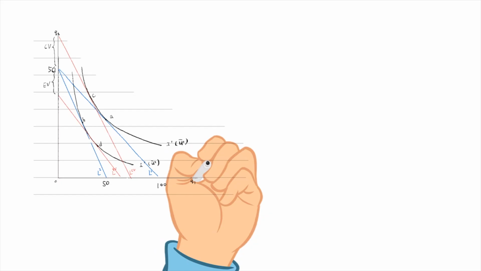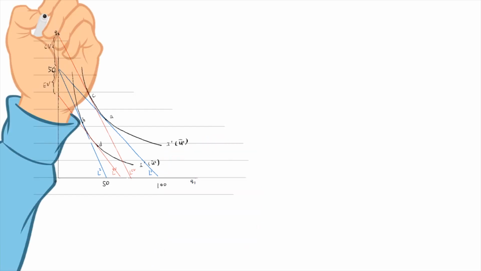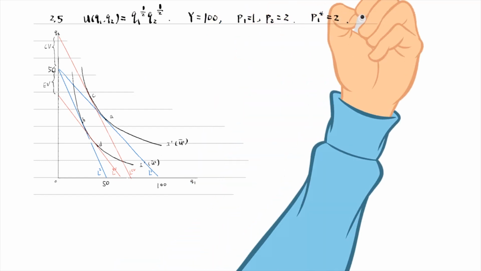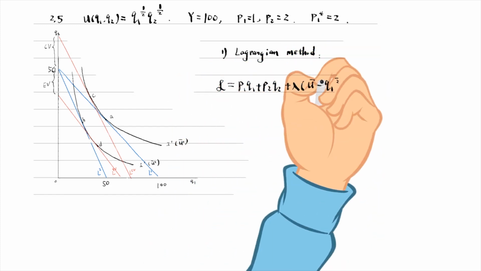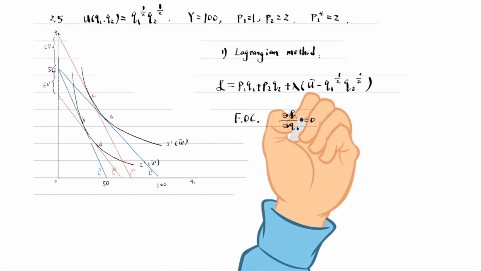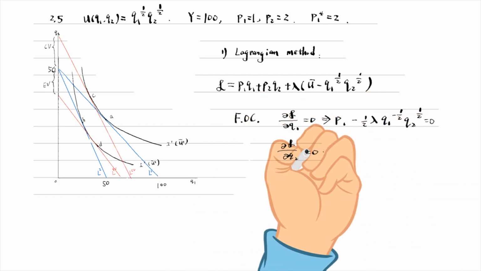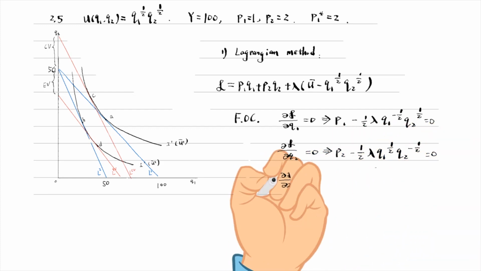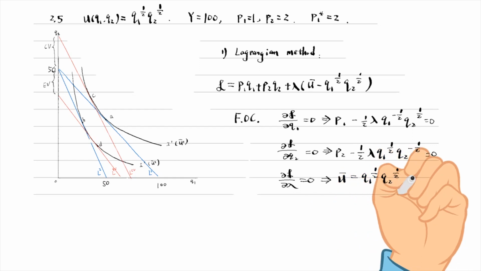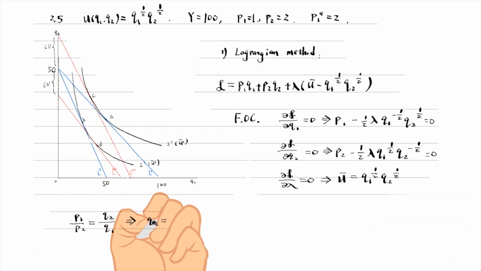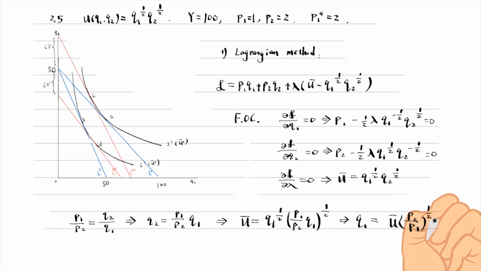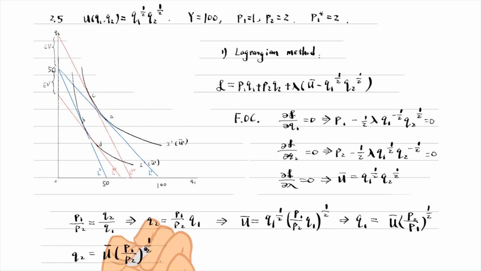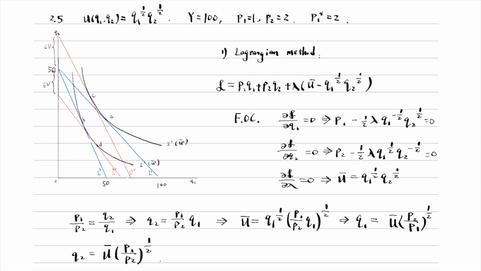We use the same method as the last exercise. In the first step, we use the Lagrangian method to find the compensated demand functions for Q1 and Q2. The first two first-order conditions give the price ratio, and we can write Q2 as P1 over P2 times Q1. Combining it with the third first-order condition, or the utility constraint, gives the compensated demand function. The compensated demand functions hold the utility constant.